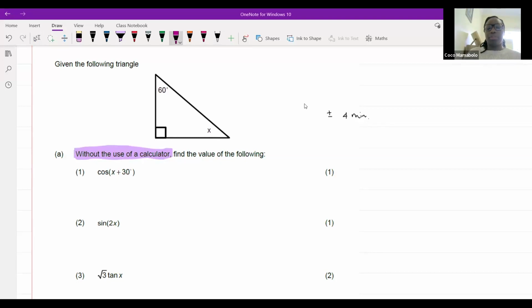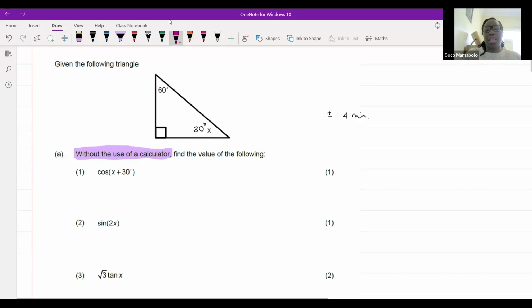All right, okay. First thing that we're going to do before we even address the questions is we're going to first acknowledge that x is equal to 30 degrees. Okay, that's the first thing we're going to do. We're going to acknowledge that x is equal to 30 degrees. That makes our lives a little bit easier as we go through the questions.